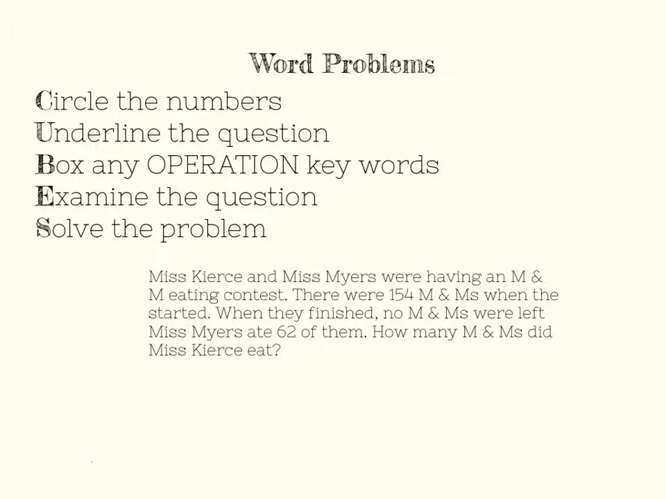So our first step is to circle the numbers. There were 154 M&Ms when they started. When they finished, no M&Ms were left. Well, that's a number. That's 0. So I am going to circle that. Miss Myers ate 62 of them. Our next step is to underline the question. In this problem, the question is that last sentence: How many M&Ms did Miss Kearse eat?